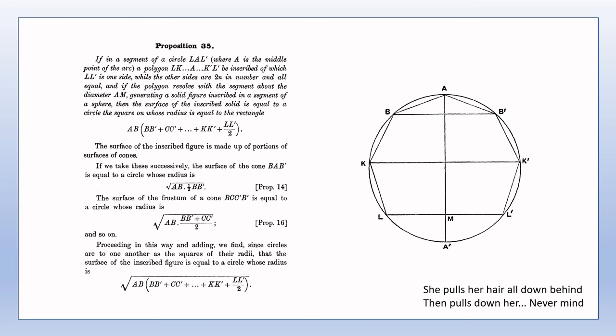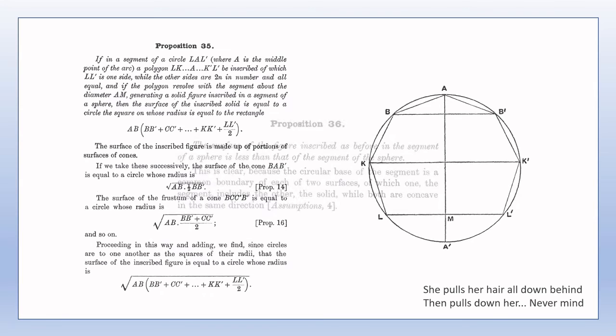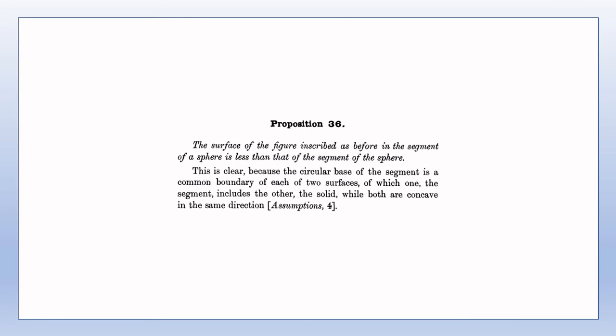The proof of proposition 35 is very similar to the proof of proposition 24. No further explanation is needed for the demonstration of proposition 36, and this proposition can be compared with the result of proposition 23.